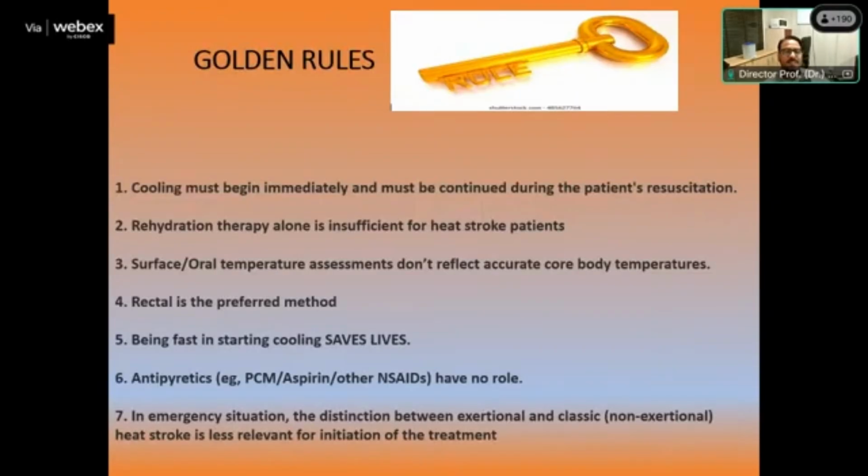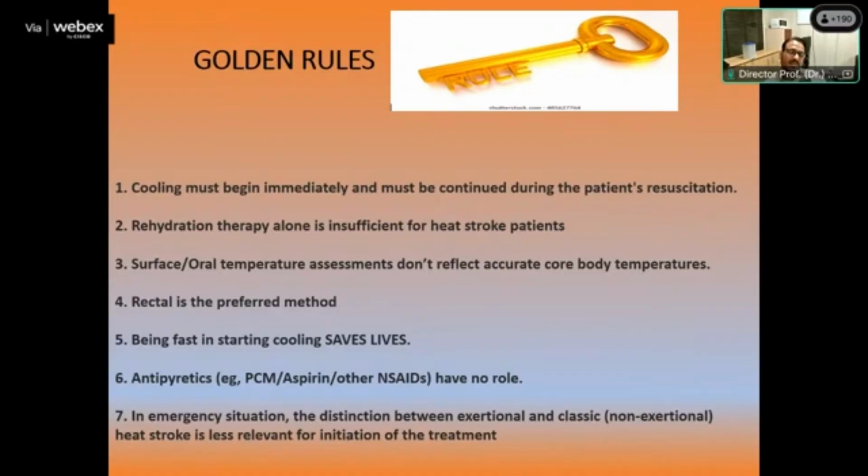Now, there are some golden rules in managing these cases. The cooling must begin immediately and must be continued even during patient resuscitation. And second is very, very important. Most people try to treat heat stroke by rehydration therapy. They think we'll give fluids, the patient will become all right. This is the biggest myth, with very high mortality rate. Rehydration therapy, albeit important, alone is insufficient for the heat stroke patient.